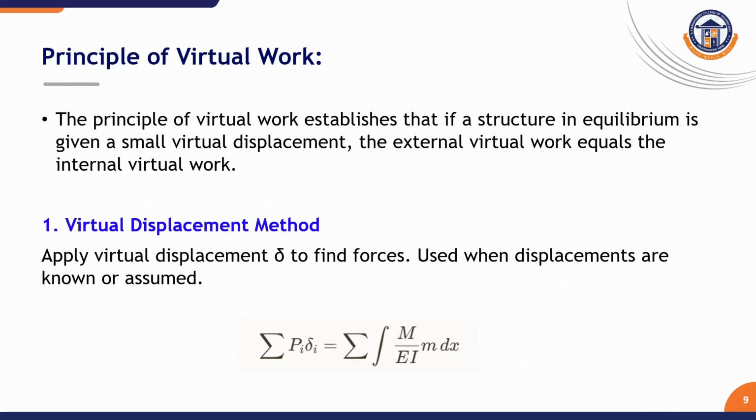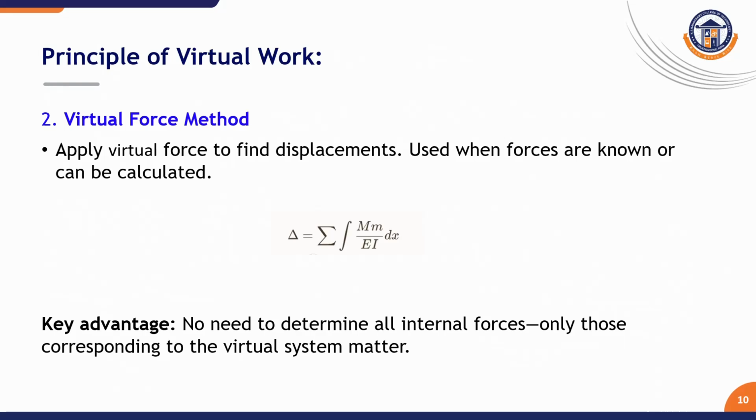In the virtual displacement method, we apply a virtual displacement mainly to find the forces. It is given by the expression: summation of P_i into delta_i is equal to summation of integral of M divided by EI into small m into dx. And in the virtual force method, we apply a unit virtual force, which is used to find the displacements. Delta is equal to summation of integral of capital M into small m divided by EI into dx. The biggest advantage is we do not need a complete force analysis, only the relevant terms are essential to find the displacement.